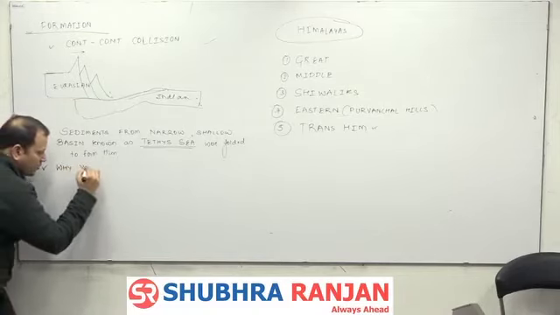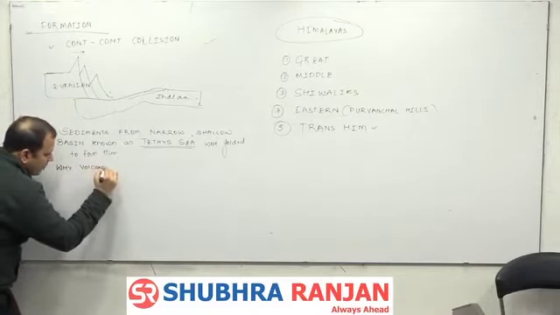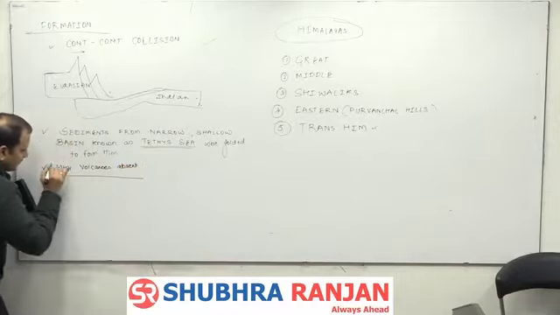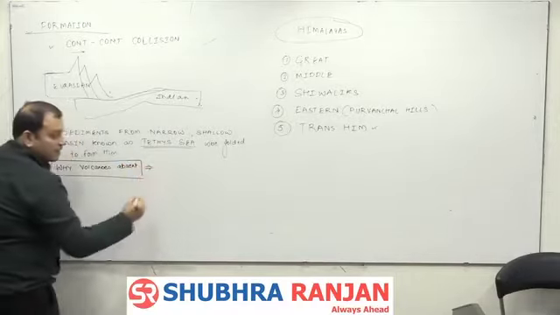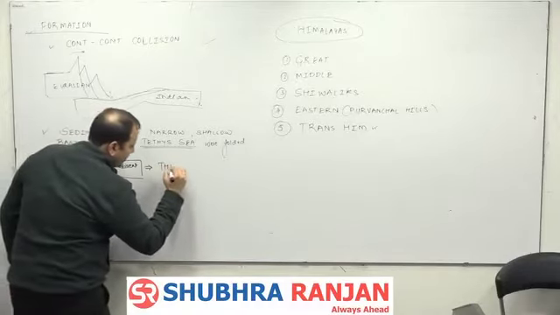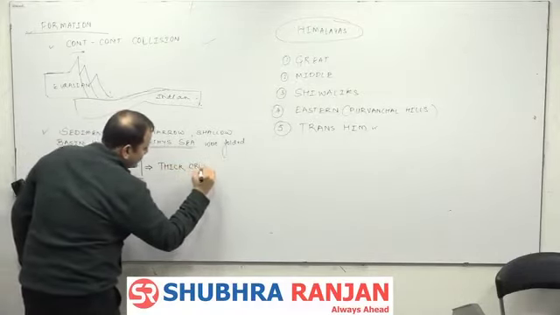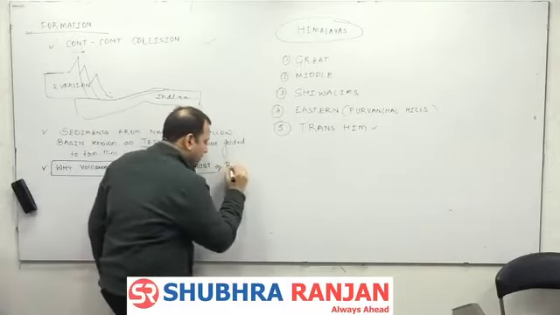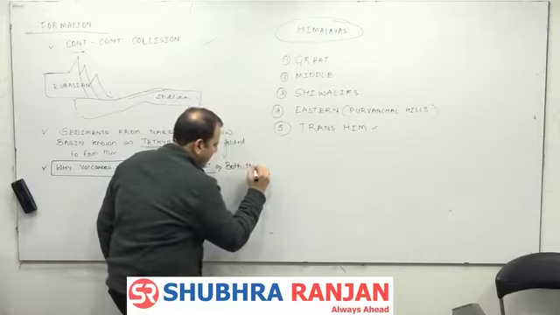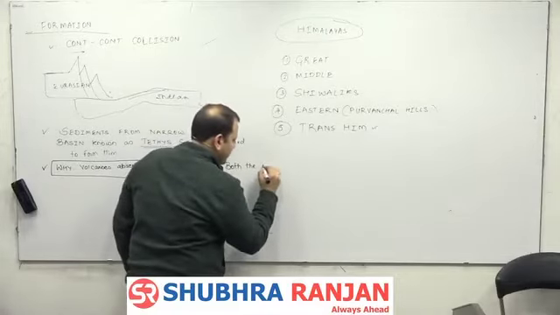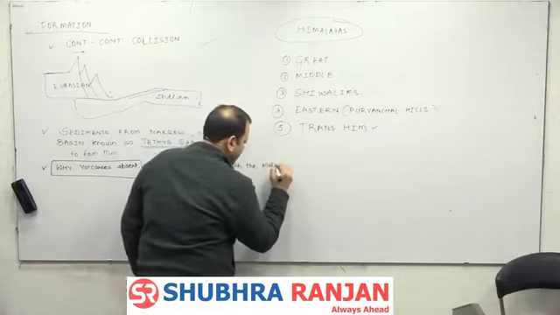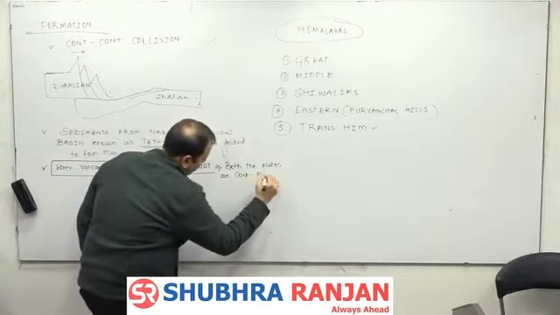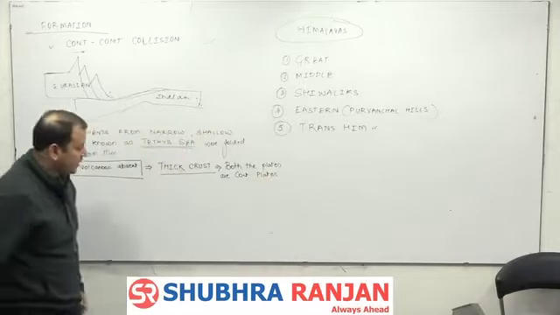Why volcanoes are absent in the Himalayas? Because thick crust. The crust is very thick. Why the crust is very thick? Because both the plates are continental plates. Both the plates are continental plates.